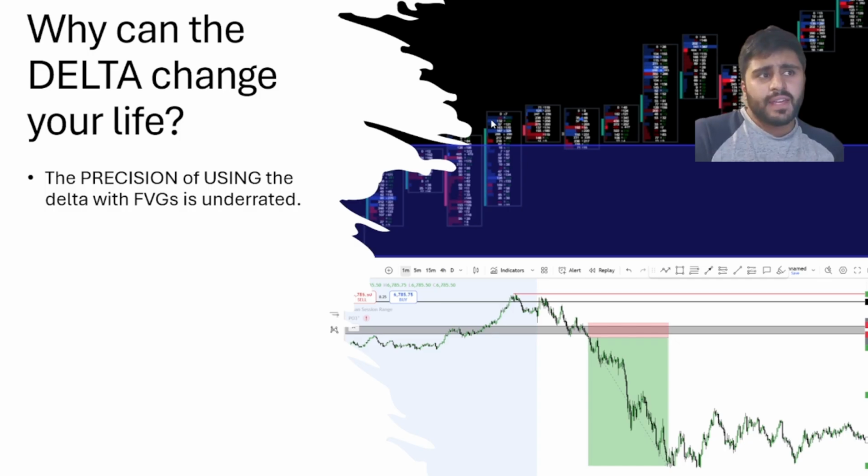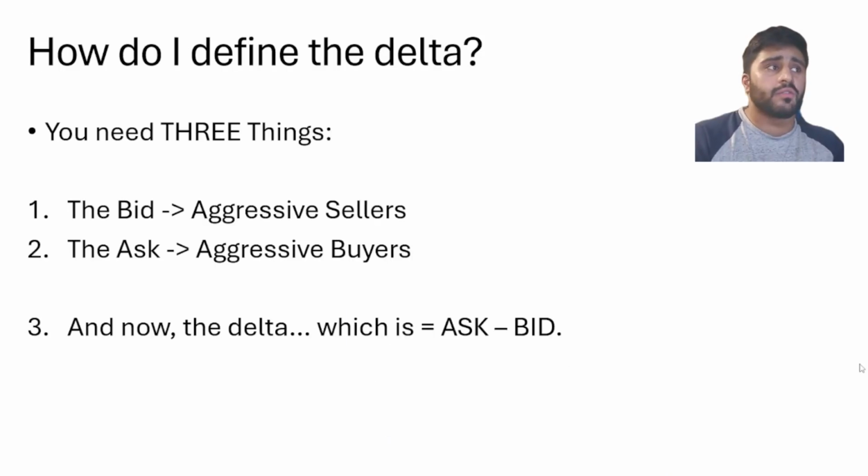So the delta is basically the colors you see inside of the candles, right? So the delta we define as the ask minus the bid. So if we look carefully in these candles, what you can see is blue and red. Now, all you need to do is read the delta inside fair value gaps to catch bullish trades and to catch bearish trades. And this is what we're going to go over in this video.